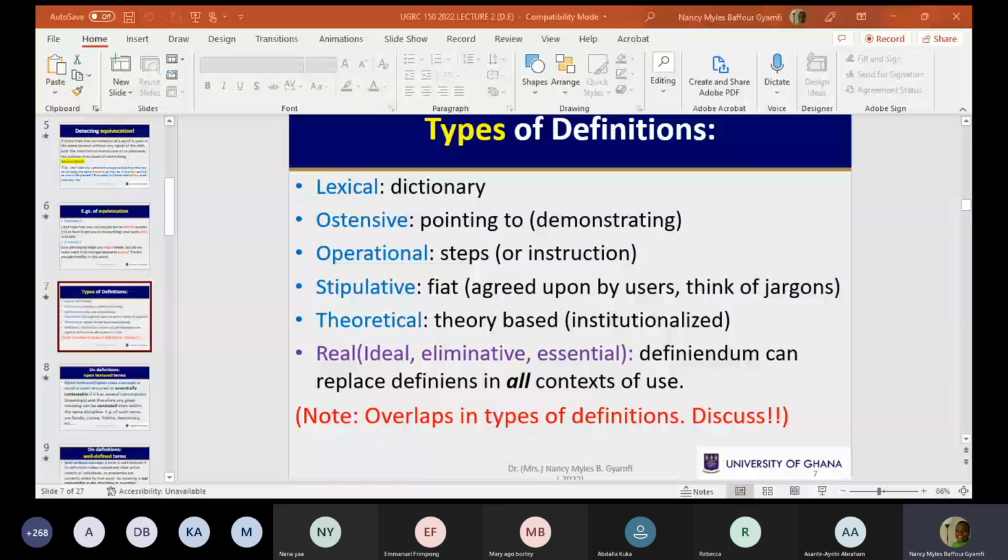Wherever I see the definiendum, so a definition like a bachelor is an unmarried adult male. If it were a real definition, then wherever I see the word bachelor, it must replace an unmarried adult male. So wherever I use it, it must mean that. But tell me, whenever we use the word bachelor, would it necessarily mean an unmarried adult male? No.